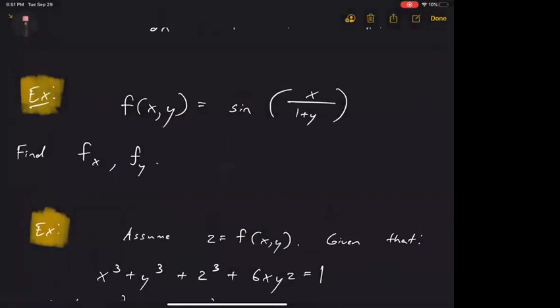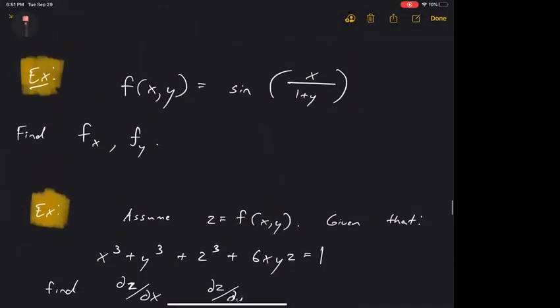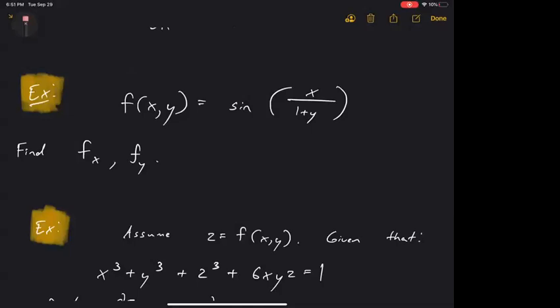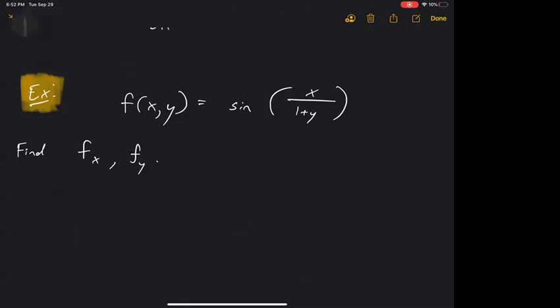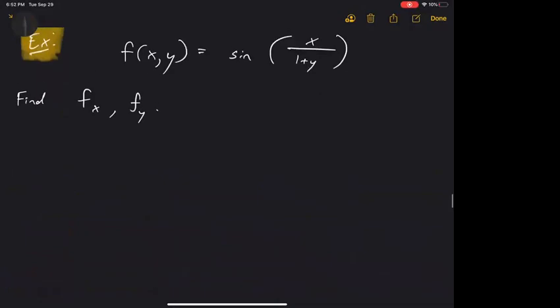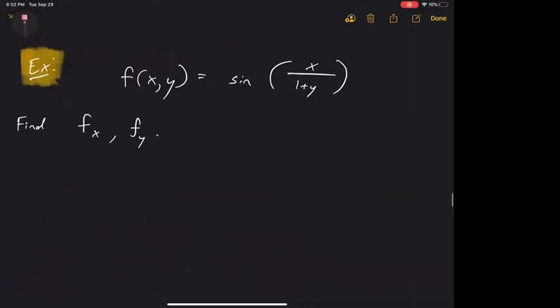So let's do a couple examples, just finding the derivatives. Let's say this is my function of x and y, f of x y equals sine of x over 1 plus y. Let's find f sub x and f sub y. Okay, let's find f sub x first. Well, I'm going to just treat this like a function of x and pretend y is a constant.